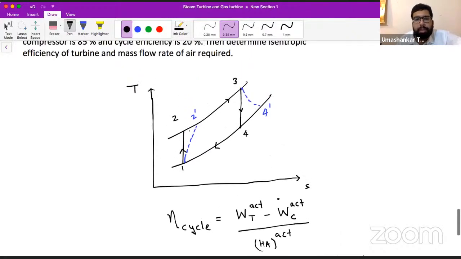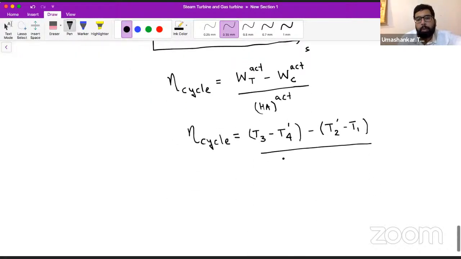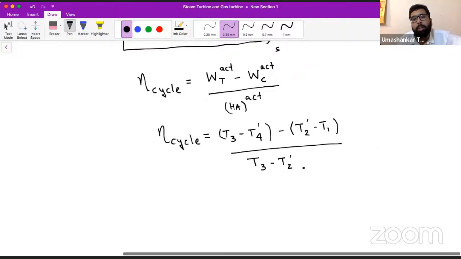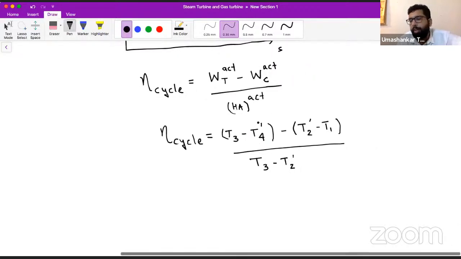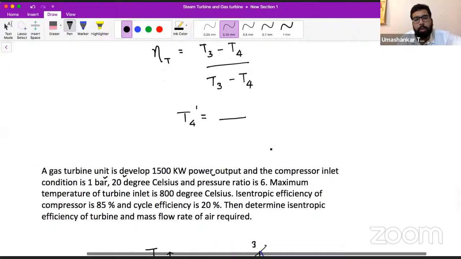Now since isentropic efficiency comes into play, the actual heat addition takes place between 2 dash and 3, so here we can write T3 minus T2 dash. In order to get the cycle efficiency, you may use this formula. This is not a formula; we are doing everything with the general concepts. For this you require T2 dash and T4 dash. So let's now do the question.